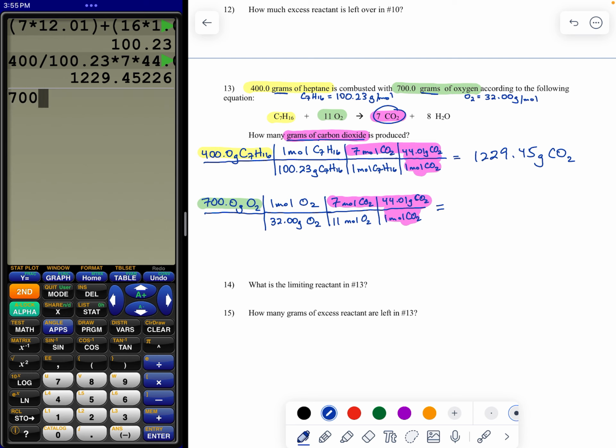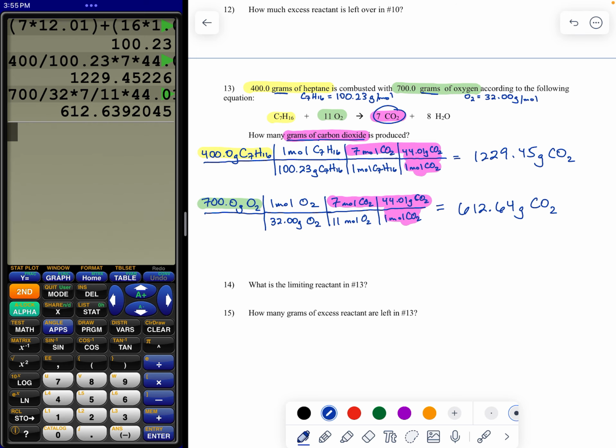That is the same thing with the oxygen. So 700 divided by 32 times 7, and then divided by 11. Again, you could just simplify, right? You can multiply the whole top, the whole bottom, get two numbers in the end. I like doing it all at once. It's completely up to you. And then I'm going to multiply by that 44.01 mass again. And look at that, I end up with 612.64 grams of CO2.